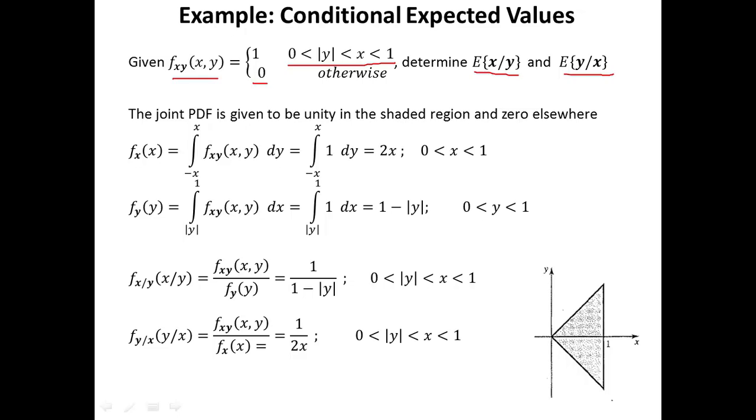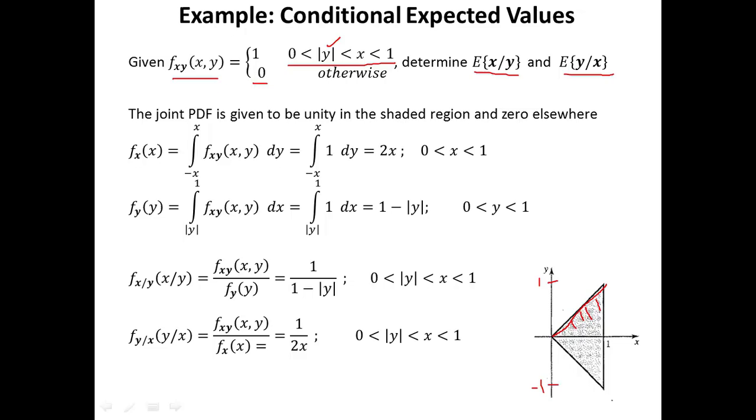Since here magnitude y is less than x, if we consider this line as x equals y, then the region below this line represents y less than x, and since there is a magnitude, we need to consider both the positive and negative side. So this condition is represented by this shaded region, where x is allowed to vary between 0 and 1 and y is allowed to vary between -1 and +1.